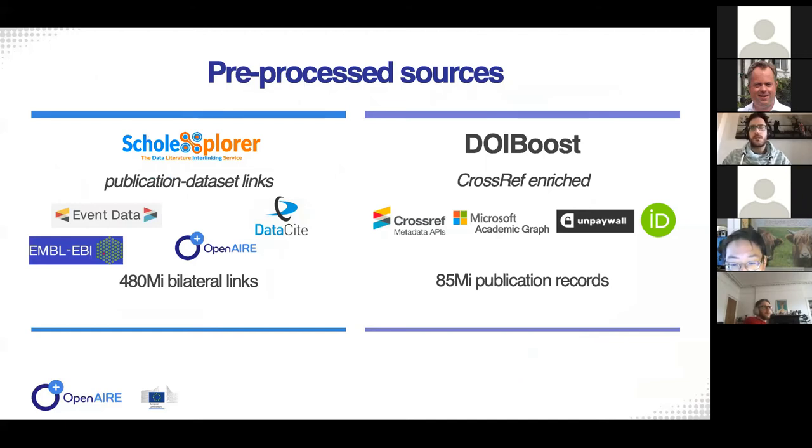On top of all the 10,000 sources, we have a couple of exceptions because they have been pre-processed off-band. Those are Scholexplorer on one side and DOIBoost on the other. Scholexplorer is free. Again, it's another free service. Anyone can use it. There are APIs, and it has been used by Elsevier for Scopus in order to get all the possible links they might be interested in between publications and datasets. And we have quite outstanding numbers, like 20 million hits per month on that. It has become one of our flagship services lately. It provides 480 million bilateral links between literature and data.